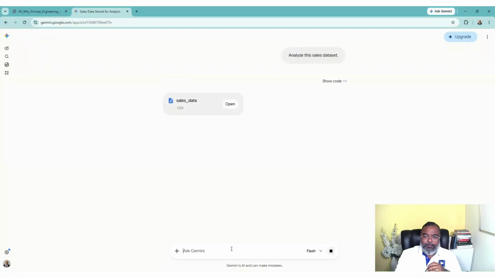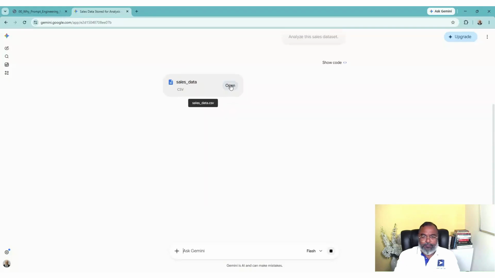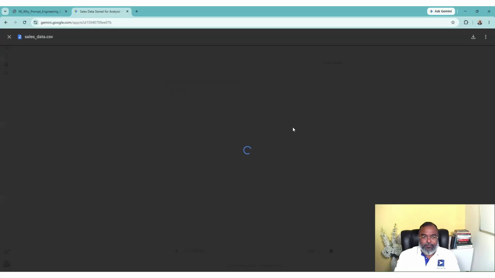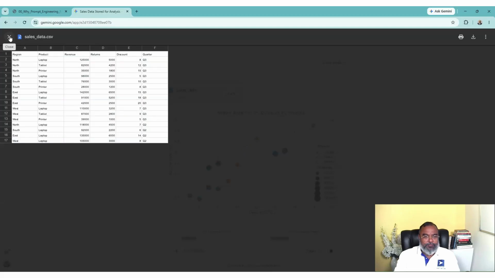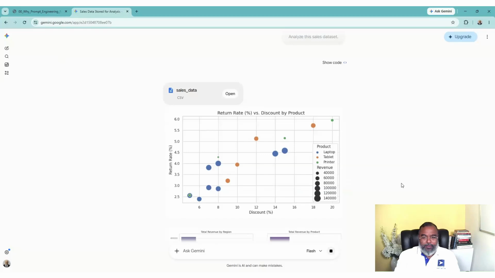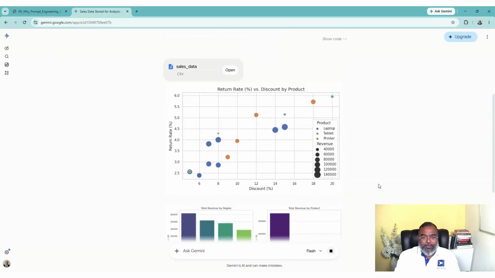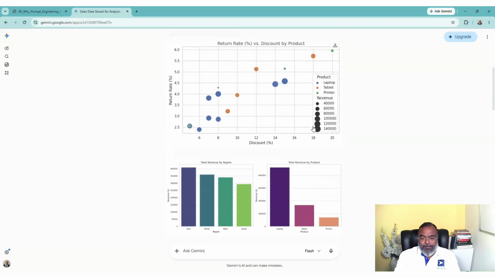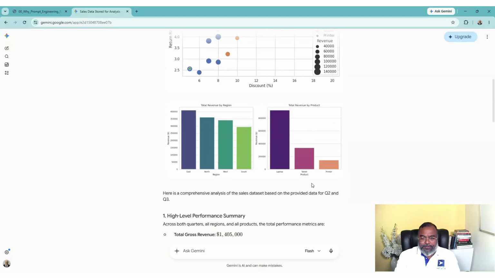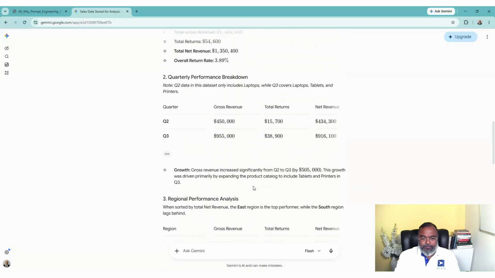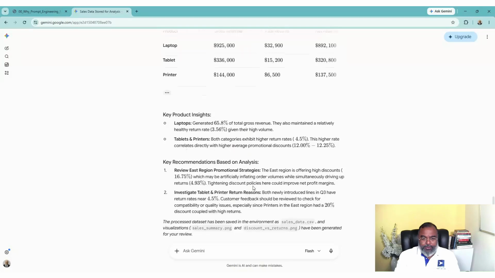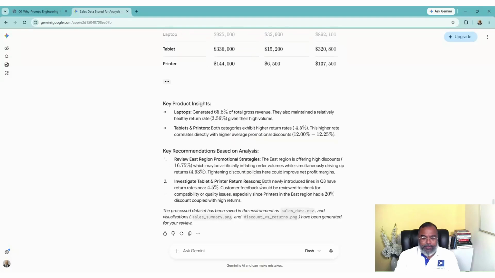Okay, and what did it do? That's the sales data. I put it in a CSV format. Okay, and this is the data result that I'm getting. Okay, discount by product. You're getting a good graph. Discount percentage, and this is the return rate percentage. Region versus revenue, product versus revenue. Nicely done. Pretty much, I got a detailed insight here.